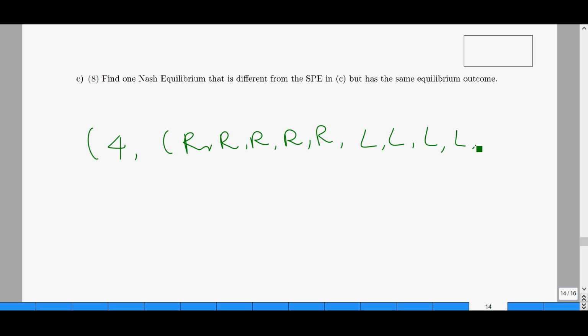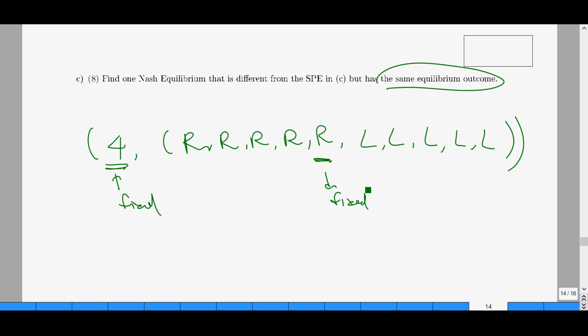So find one Nash that's different. I will start with the one that's proposing 4. Again, always start with the SPE, and then we have RR. Copying this down looks very tedious. I wanted to have the same equilibrium outcome. So start with 4, and this R, you cannot change this. This is fixed. This is also fixed because the equilibrium path needs to be fixed.